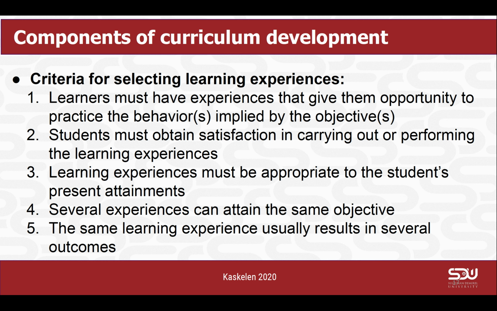Goals and objectives. The second criterion is that students must obtain satisfaction in carrying out or performing the learning experiences. So here we're talking about motivation, right? Students who are satisfied in doing the experiences, going through them, are motivated and interested in learning further. The third criterion is that learning experiences must be appropriate to the student's present attainments. Fourth, several experiences can attain the same objective. And fifth, the same learning experience usually results in several outcomes. All of these things we can take into account when selecting learning experiences for our curriculum.